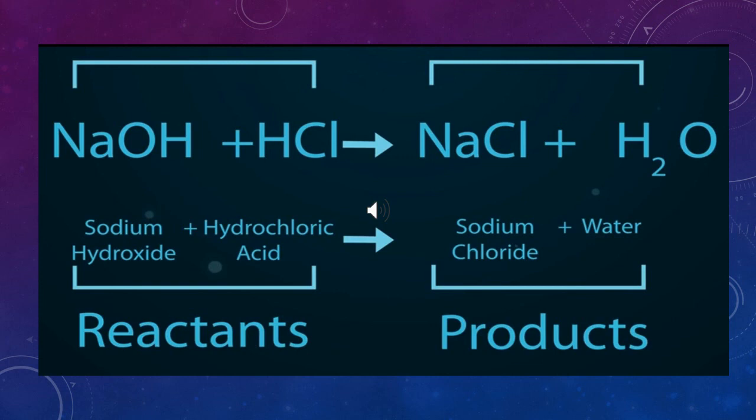Here you can see the equation written in the form of symbols and alphabets as well. Sodium hydroxide and hydrochloric acid written on the left hand side denote the reactant side, while the arrow shows that they changed into another substance known as the product. After the reaction, when sodium hydroxide and HCl react, they produce sodium chloride, NaCl, and water, H2O.